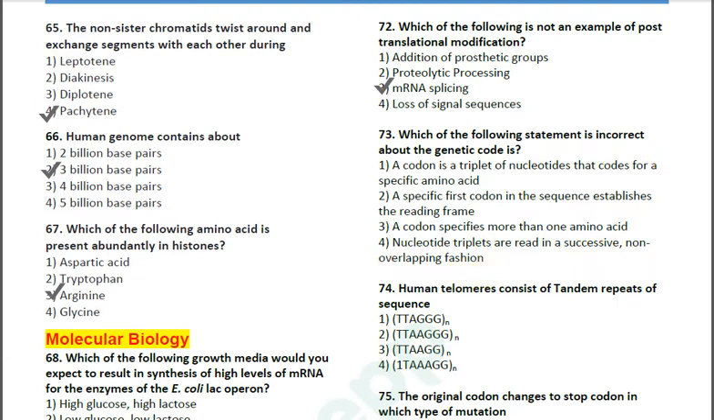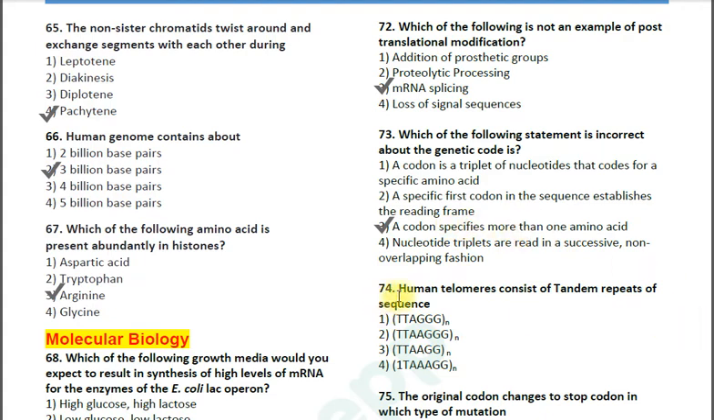So the option which is actually the incorrect statement is option number 3. Option number 3 says a codon specifies more than one amino acid. This is incorrect. A codon specifies only one amino acid.